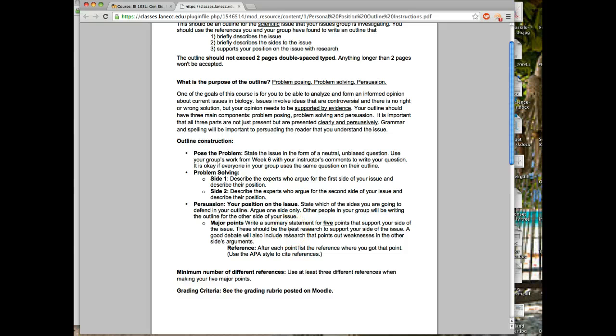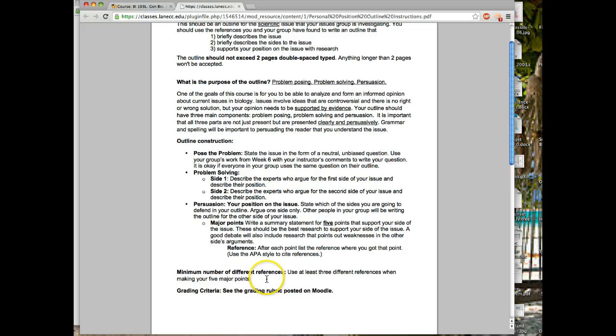Now, eventually we're going to get all this stuff together and have a presentation to other groups. So you're going to want to cover both sides of your issue at this point. So split it up between the people so that you get good arguments for each side of your debate this week. 5 major points with references for each.